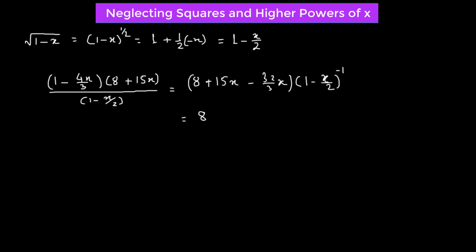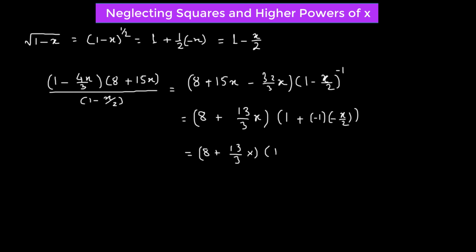So we'll have 8 plus 13 over 3 times x multiplied by 1 plus n, which is negative 1, multiplied by negative x over 2. That would give us 8 plus 13 over 3 times x multiplied by 1 plus x over 2. Now we FOIL this given expression. We have 8 plus 8x over 2 plus 13x over 3. So we add the two like terms, and that would give us 8 plus 25 over 3 times x. Let's move on to the next question.